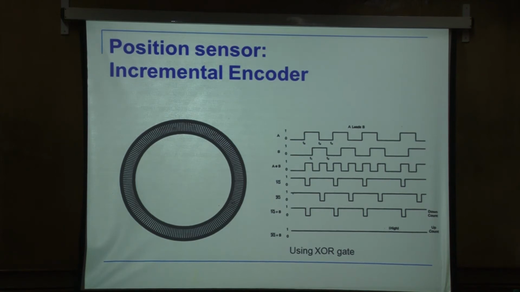So an industrial motor controller would have an encoder with two emitter receiver pairs sitting very close to each other with a phase shift. And based on that, you can look at the signal and then say which side it is.